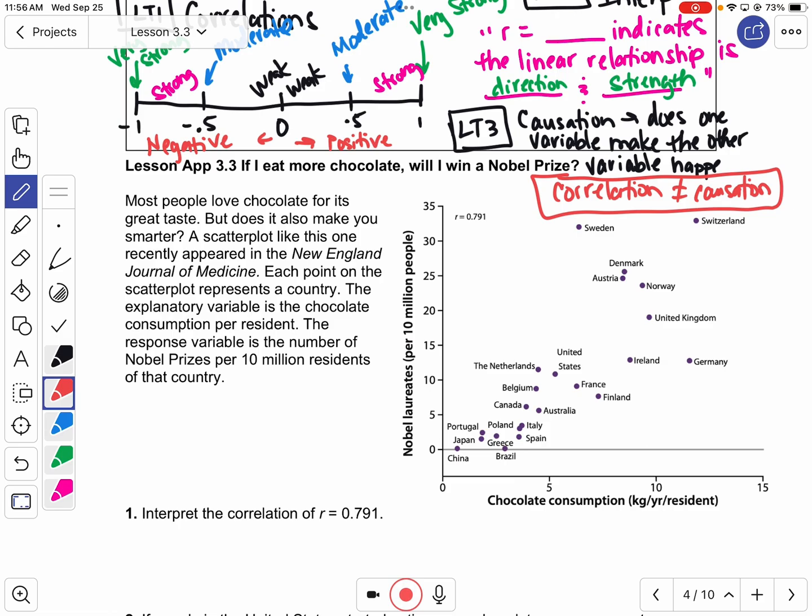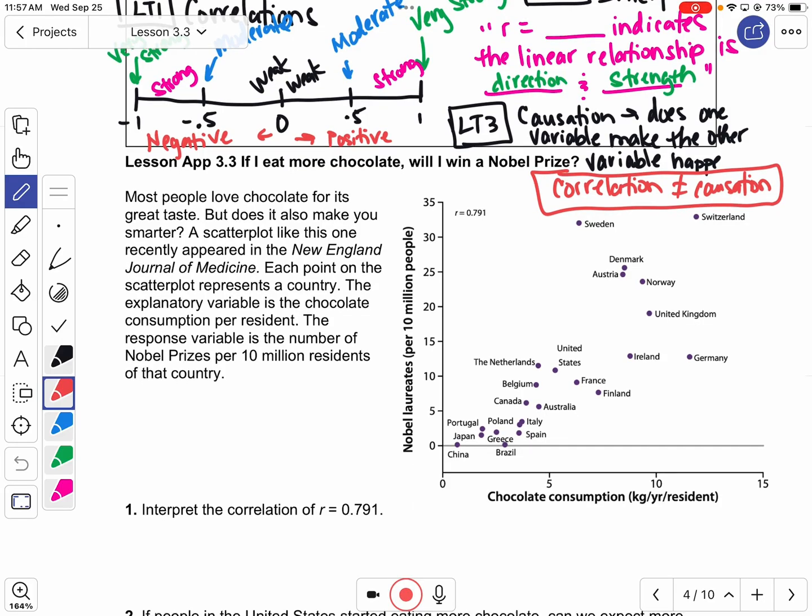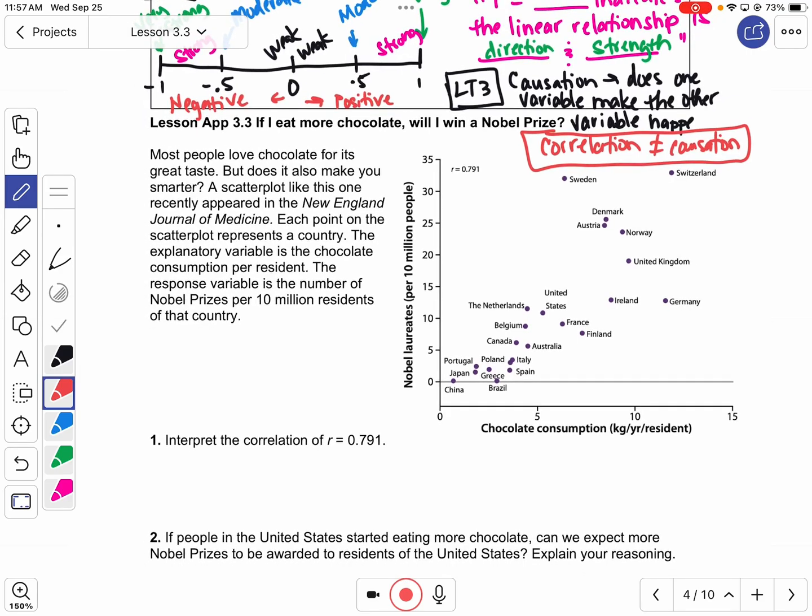Let's look right here. Where's the United States? There we are. We're right here. So if we consumed a little more than 5 kilograms per year per resident of chocolate, we've had about 11 Nobel Prize winners. Who's eaten the most chocolate and got the most prizes? Switzerland. Makes sense. Swiss chocolate. They'd be eating the most. So it asked me to interpret the correlation of 0.791.